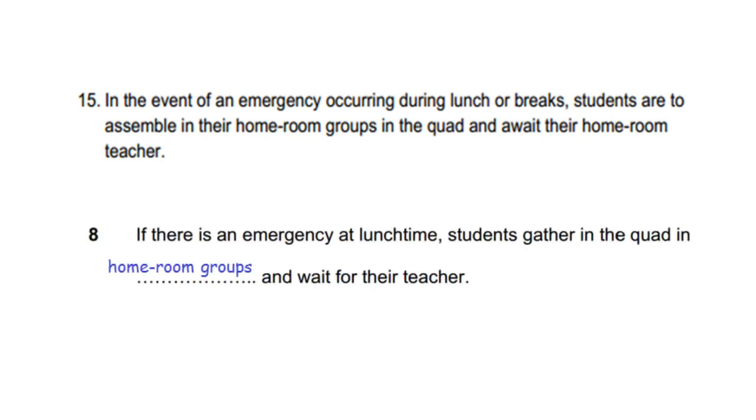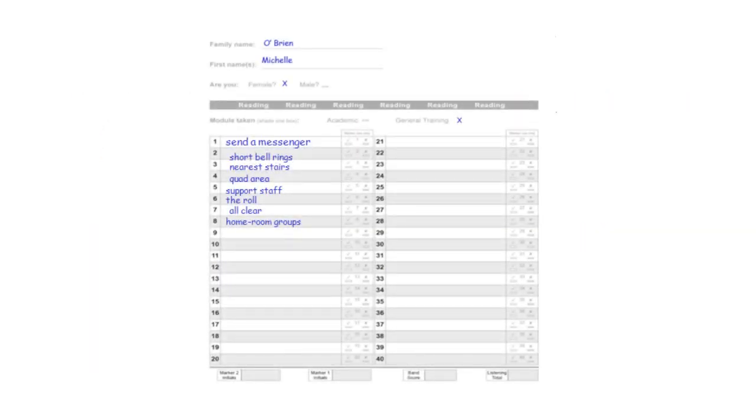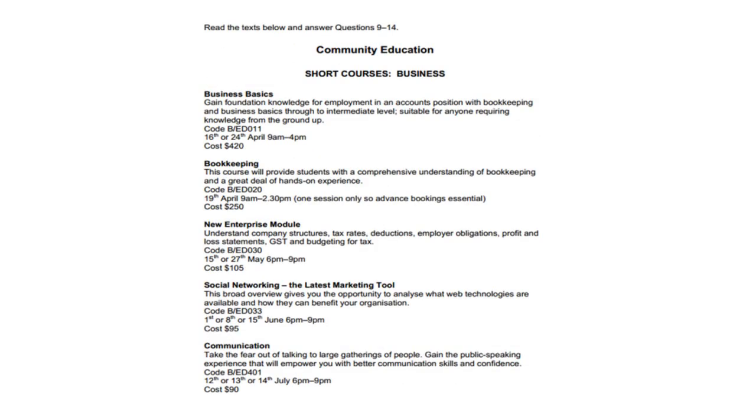It is clear that the missing words are homeroom groups. So on your answer sheet, write homeroom groups for the 8th answer. Then go back to the question sheet and look at question 9.